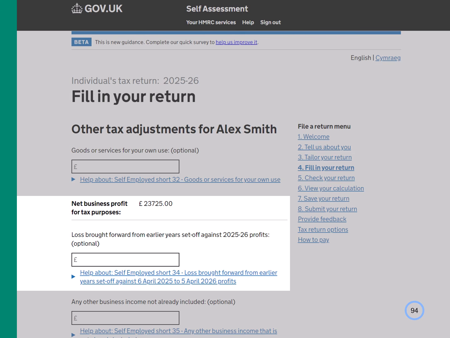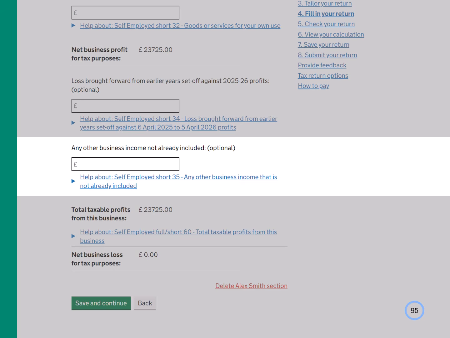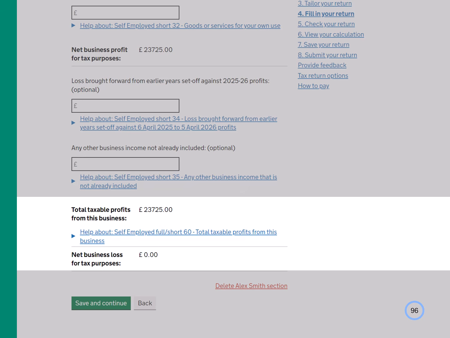If there are any remaining losses, these can be carried forward to be used against the next available profit from the same business. If you have any other business income that you haven't already told us about, include it here. This includes business income that isn't trading income. Your taxable profits from this business or net business loss for tax purposes are worked out for you based on the figures you've entered.